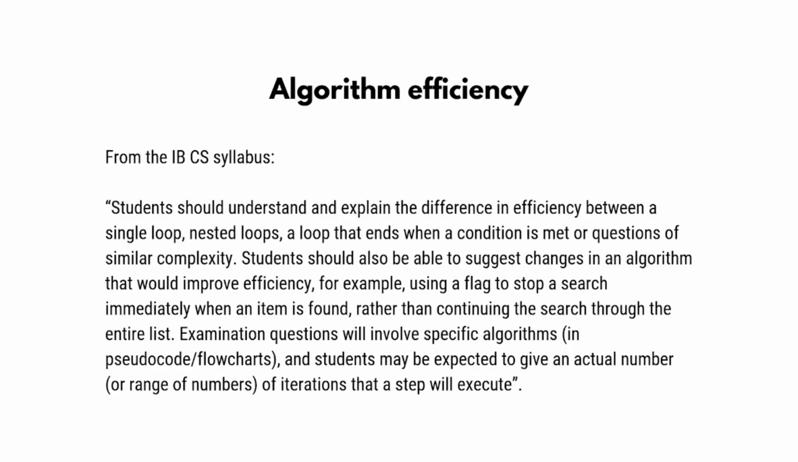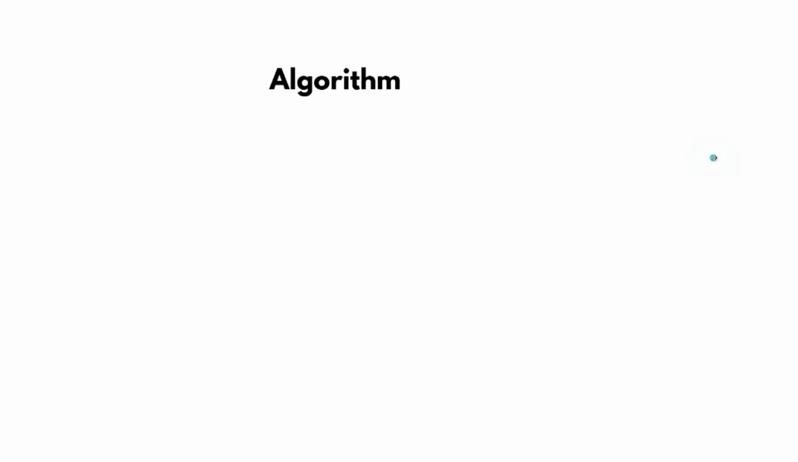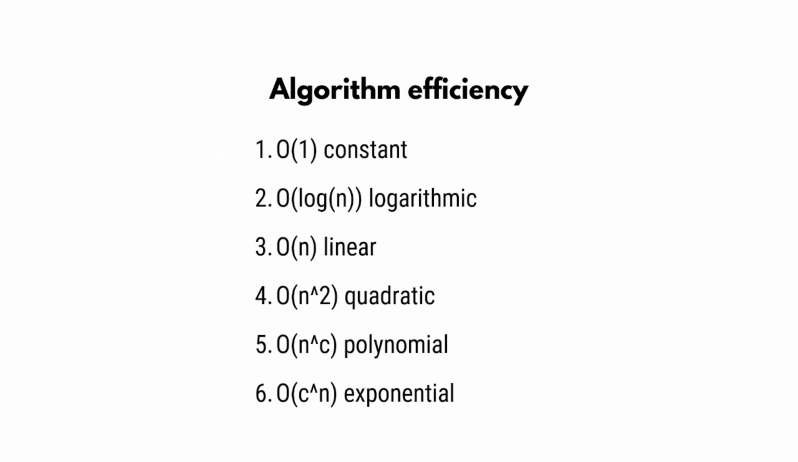For example, using a flag to stop a search immediately when an item is found rather than continuing the search through an entire list. Examination questions will involve specific algorithms, and students will be expected to give an actual number or a range of numbers of iterations that a step will execute. Okay, so now that you know that, here are the 6 main algorithm efficiencies.